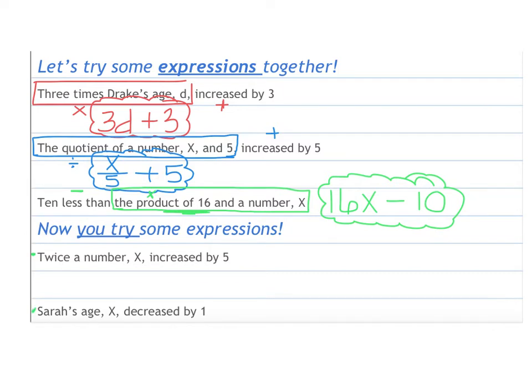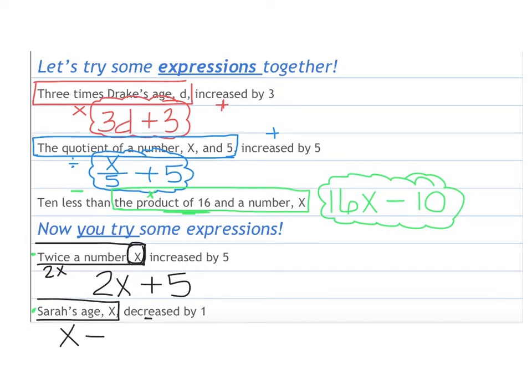So we have twice a number x increased by 5. So twice a number, twice meaning 2, and that means 2 times. So it'd be 2 times x. Again, I'm just going to write 2x, meaning 2, and then this x is what I'm including in here because a number next to a variable automatically means multiplication. So 2x and then increased by 5 would be plus 5. Sarah's age x decreased by 1, which I know is subtraction. So x minus 1.